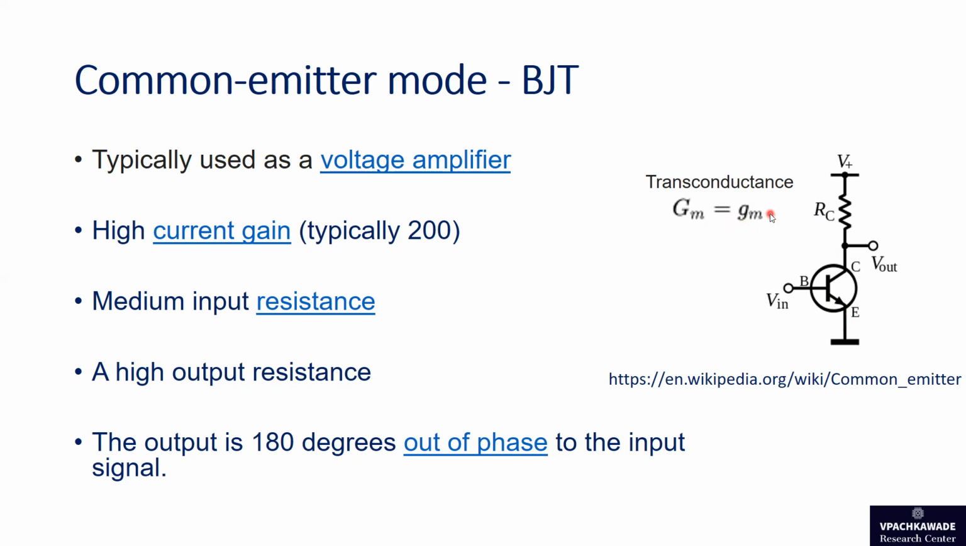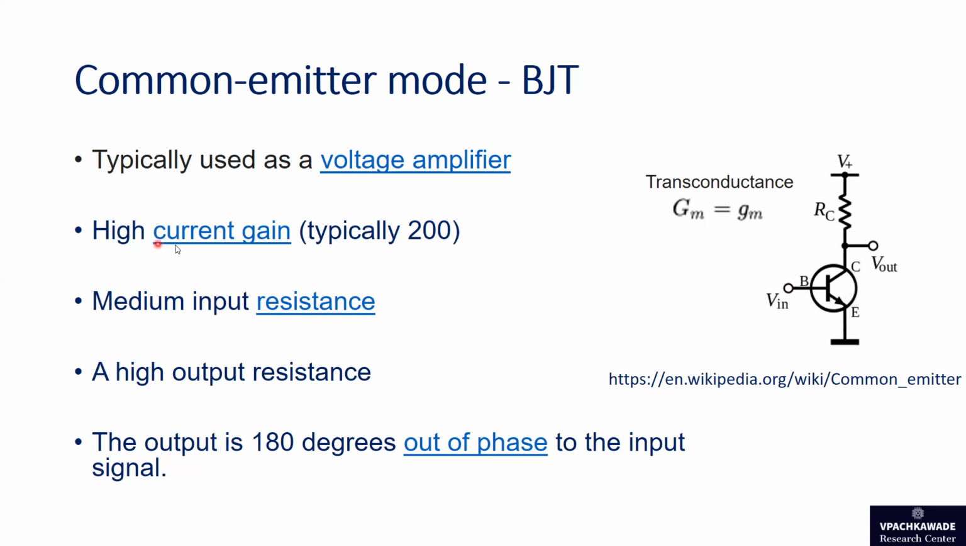So gm is simply the ratio of current divided by voltage. Now, what current and what voltage? So gm is equal to the output collector current IC divided by the input voltage VBE that we apply across base and emitter. Now, this type of configuration is used so that the BJT can be used as a voltage amplifier. It can also be used as a good current amplifier.